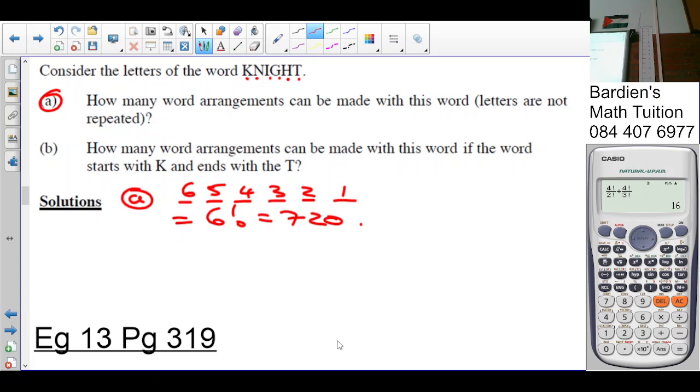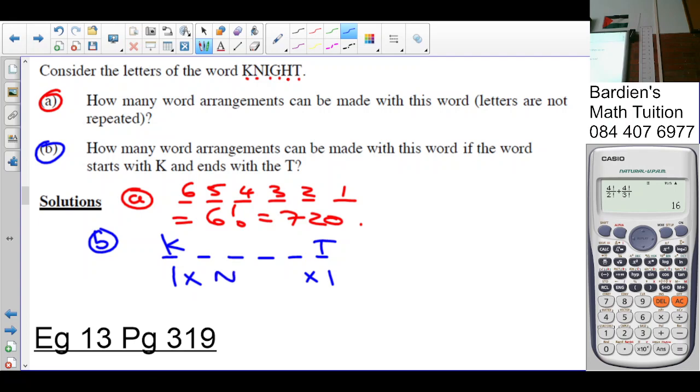Let's look at B. In B, how many word arrangements can be made with this word if the word starts with the letter K and ends with the letter T? So again I have 6 blanks, 1, 2, 3, 4, 5, 6. So this has to be a K and this has to be a T. How many options do I have here? 1 times. And how many options is the last letter?